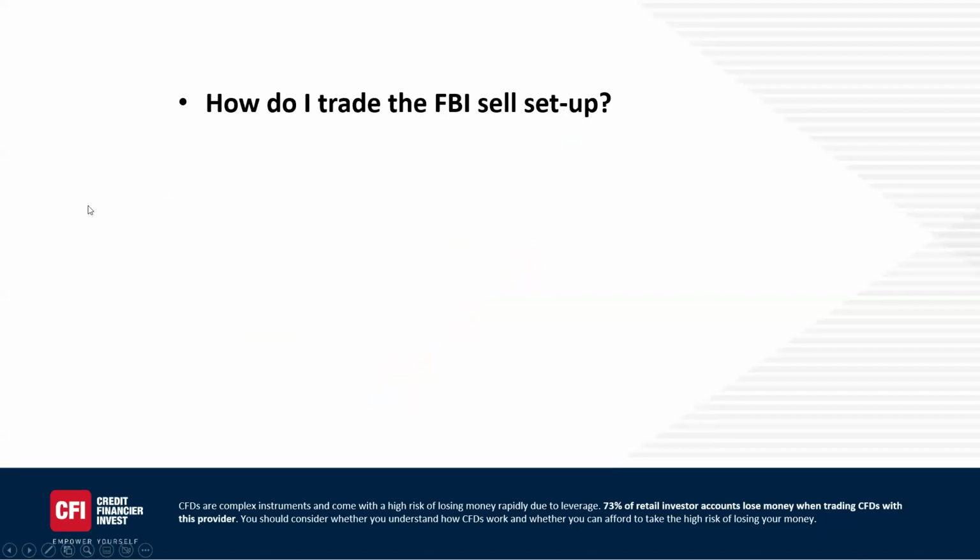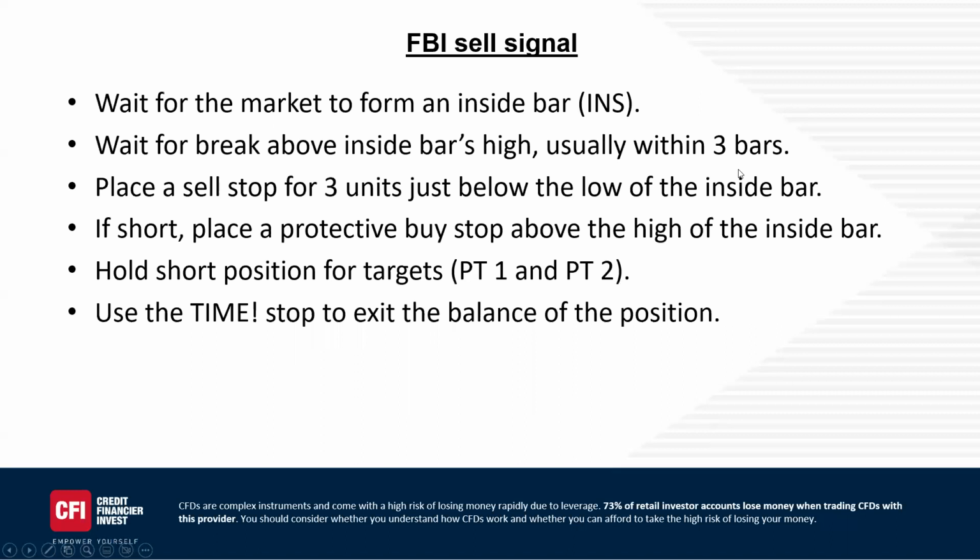Now, flipping it over, what works on the upside should work on the downside. This is the FBI sell. So first things first, we need to see an inside bar pattern. Okay, that's the first thing. Then we wait for the market to break above the inside bar's high. Again, usually within 3 bars.